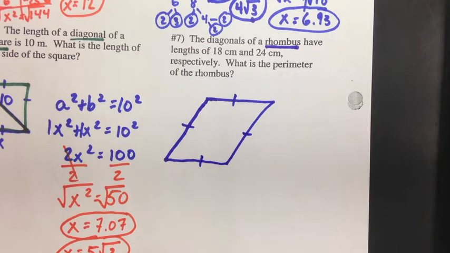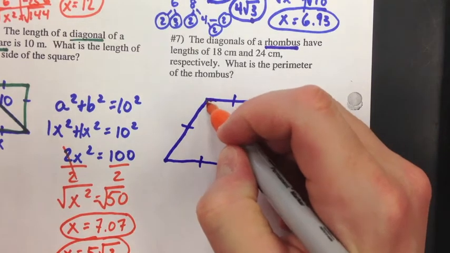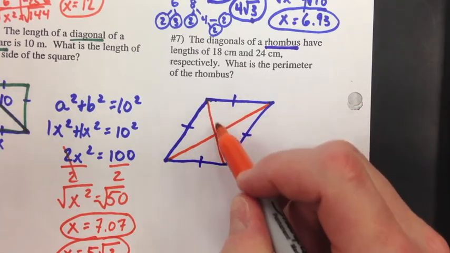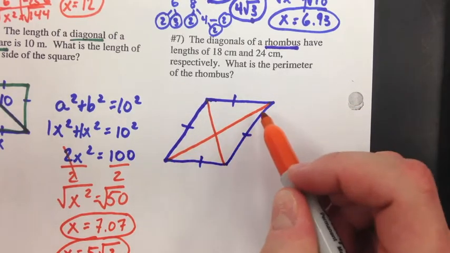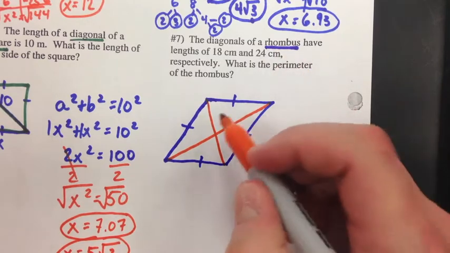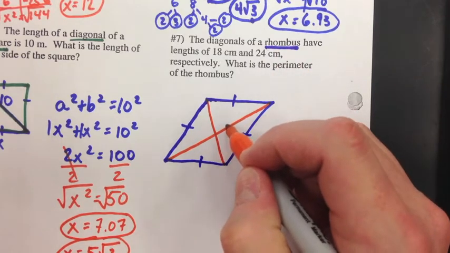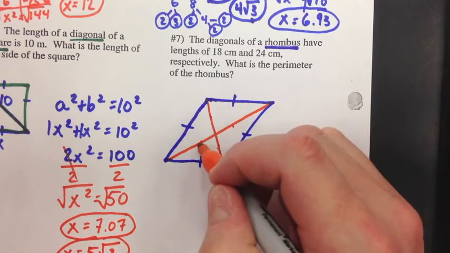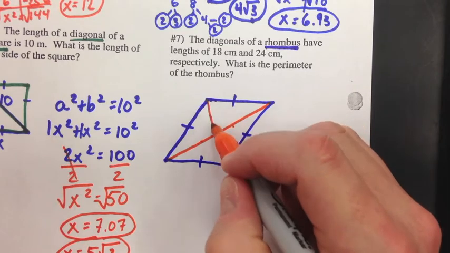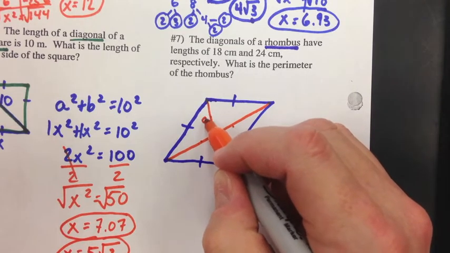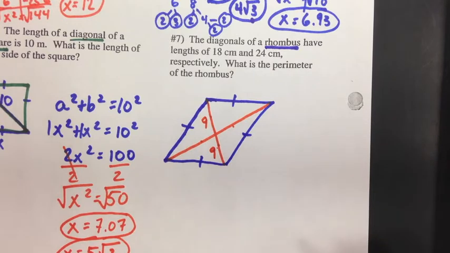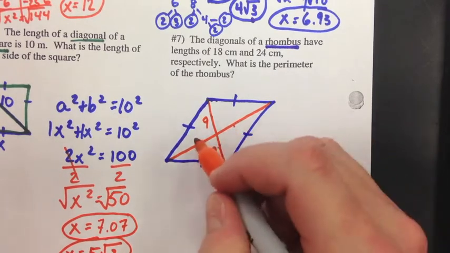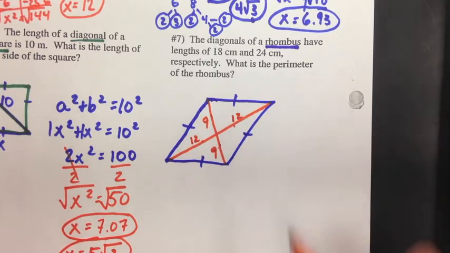Now they tell us the diagonals, and it's both diagonals. The diagonals are 18 and 24. Now the thing is, in a rhombus, we know some things about the diagonals. First of all, they bisect, because it's a parallelogram. Any parallelogram, the diagonals bisect. So if this shorter one is 18, each piece is 9, 18 divided by 2. And if the longer one is 24, half of that would be 12 and 12.